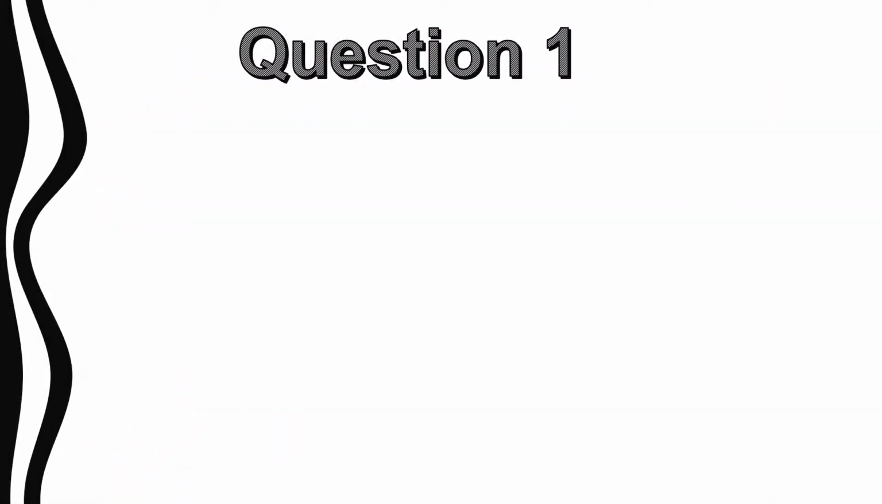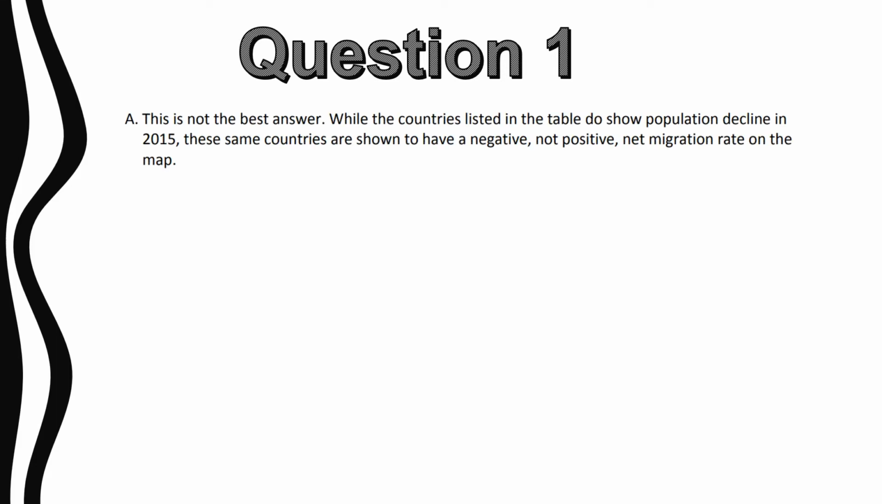All right, so we're going to now go over those first 3 questions. So question 1 said, based on the table in the map, which choice best describes the population trends of Eastern Europe? Answer A said most European countries experienced a population decline in 2015 but had a positive net migration in 2016. This is not the best answer. While the countries listed in the table do show a population decline in 2015, the same countries are shown to have a negative, not positive, net migration on the map.